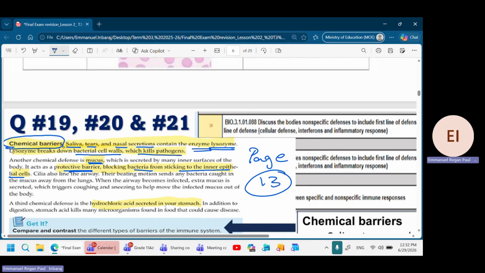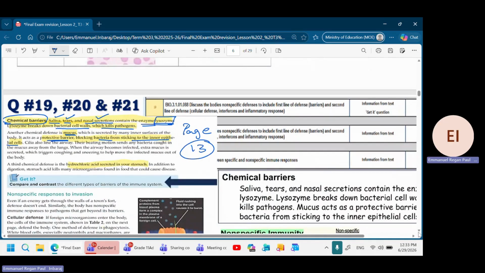Okay, so remember, chemical barriers, there are some chemicals found in your body. The chemicals are like liquids. Saliva, the liquid in the mouth. Tear, it's produced by the eyes. The nasal secretions, which are produced inside your nose, they contain an enzyme called lysozyme. Very important, lysozyme. Lysozyme will break down bacterial cell wall, which kills pathogen. So this is chemical barrier. It is also non-specific immunity.